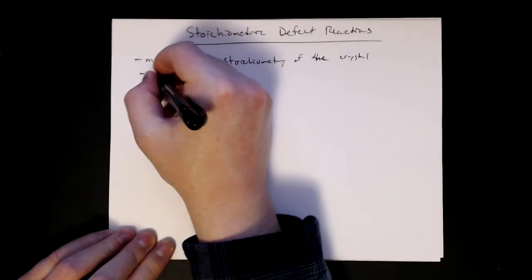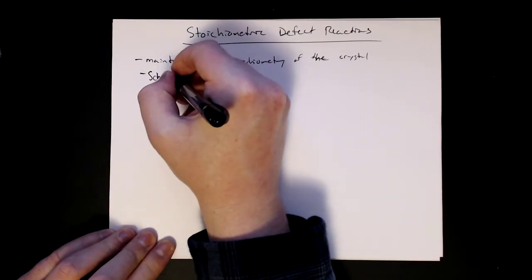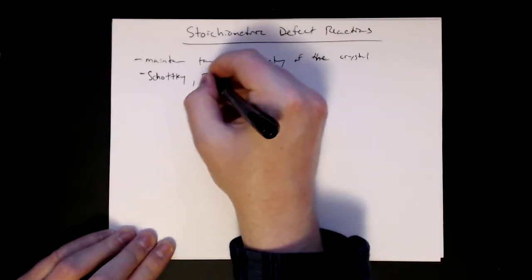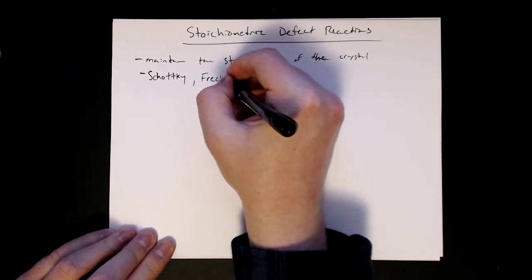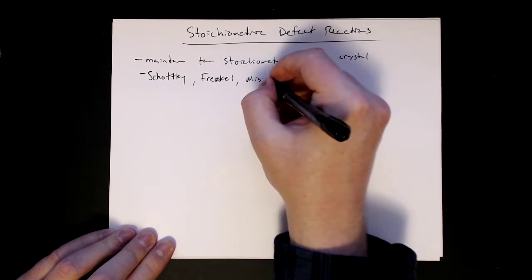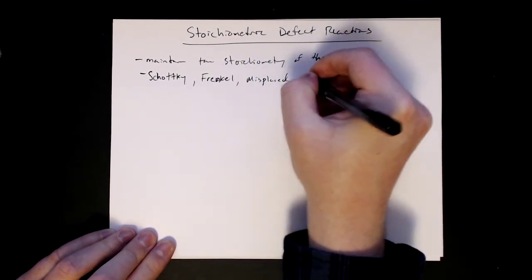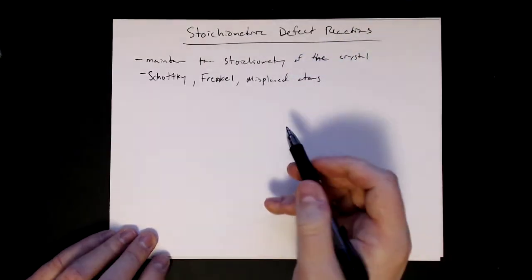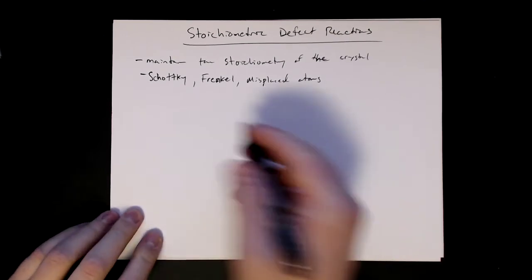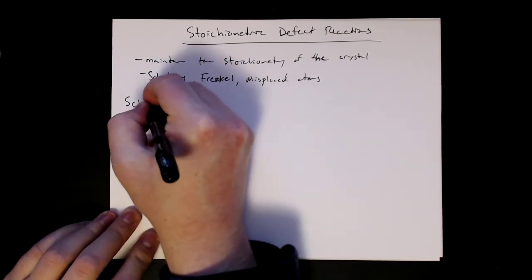And we've actually already talked about these before. We're just going to look at the defect reactions of them. So we've already seen the Schottky, we've already talked about Frenkel, and we've already talked about misplaced atoms. So those are some examples where we don't affect the stoichiometry. And so let's start with Schottky.